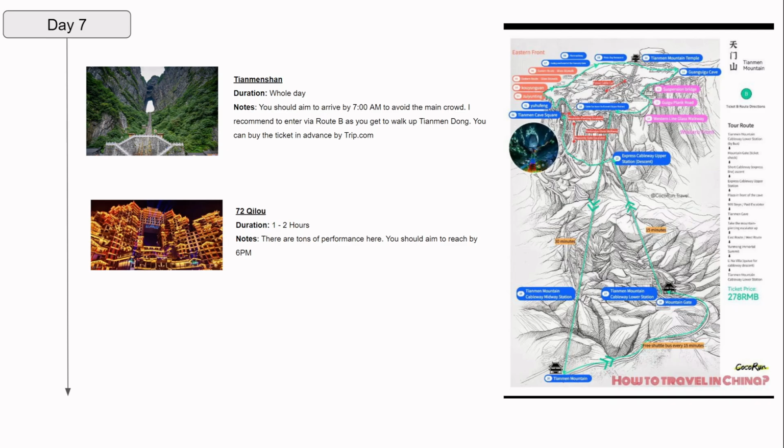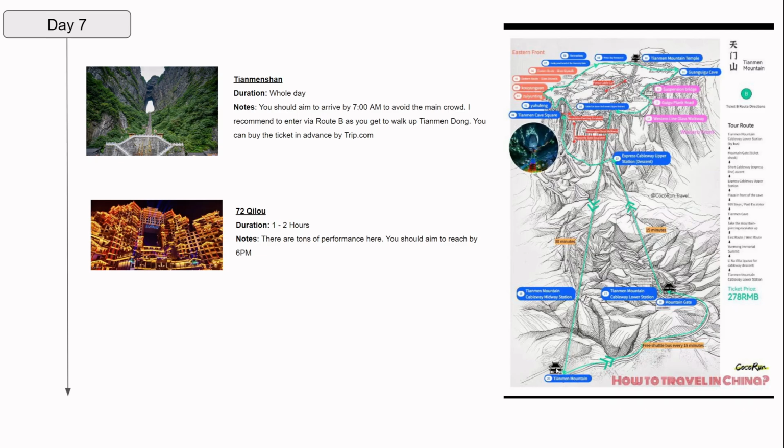So you can either choose to walk up the 999 steps, which I highly suggest you do, or you can take a lift up. So once you walk up, you can explore the top part of the Tianmen Mountain. Yeah, once you are done, you will take the long cable car up from 15 back to 20.